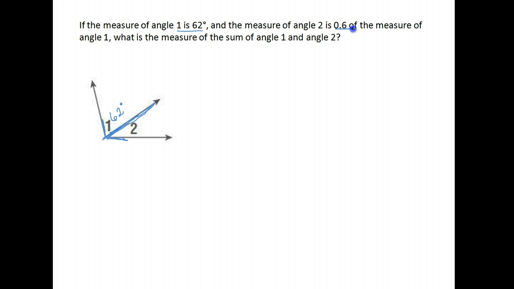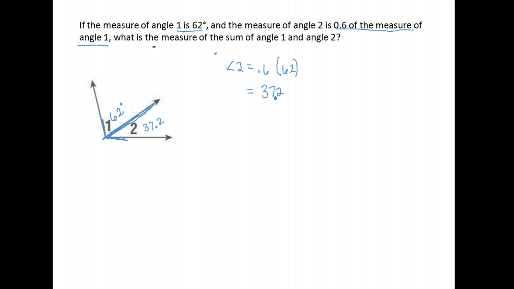The measure of angle 2 is 0.6 the measure of angle 1. Well, that's confusing. What does that mean? It says angle 2 is 0.6 the measure of angle 1. That means it's 0.6 times that number. So angle 1 they told us was 62. We can go ahead and find that. We do 0.6 times 62 is 37.2. So we know that angle 2 here is a 37.2 degree angle.